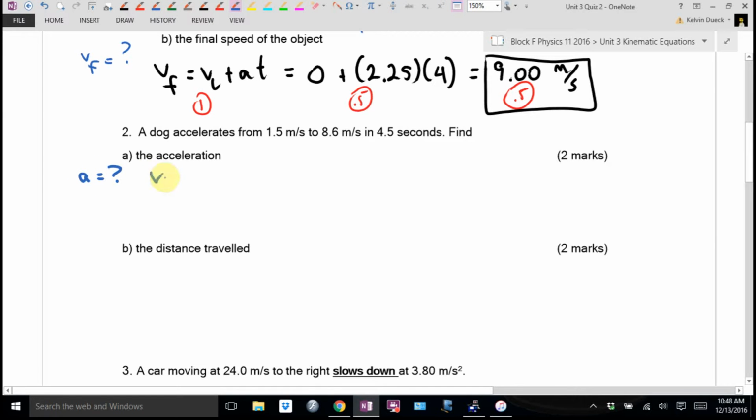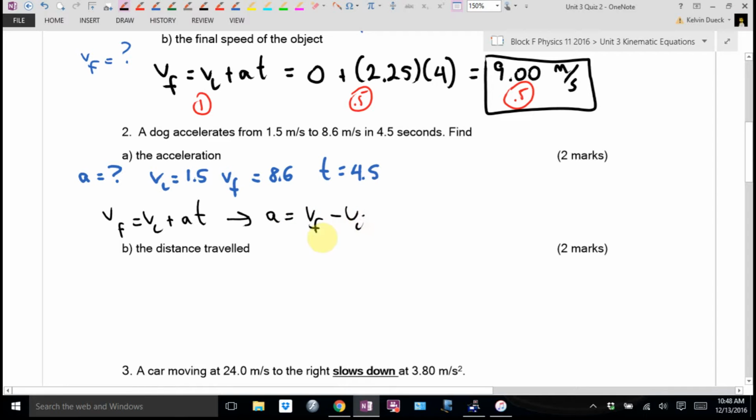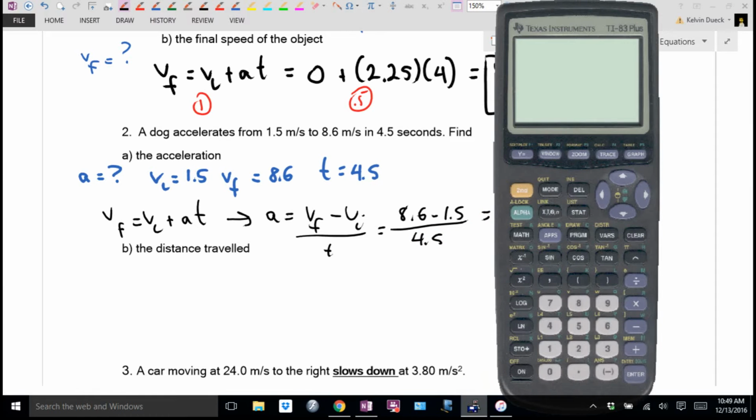Looks like VI is 1.5, VF is 8.6, T equals 4.5. I'm going to use VF equals VI plus AT, but I'm going to rewrite it as A equals VF minus VI over T. It's going to be 8.6 minus 1.5 all over 4.5. It's going to be a fraction.